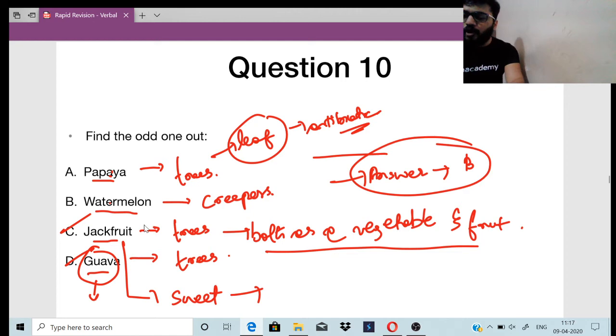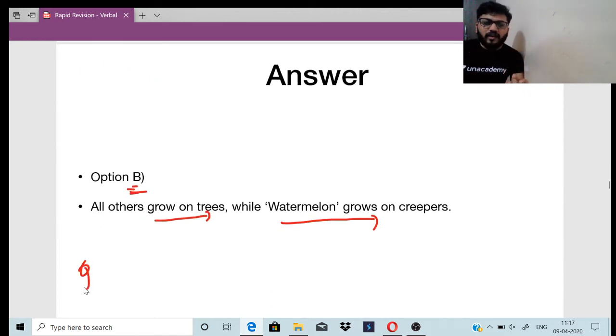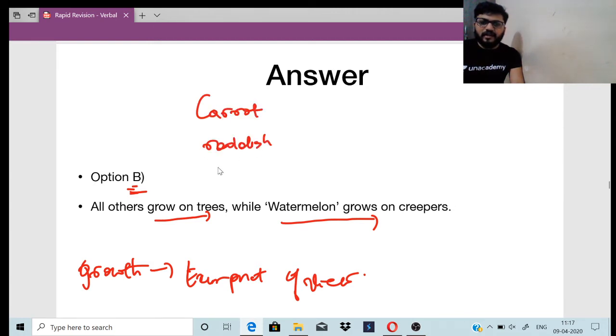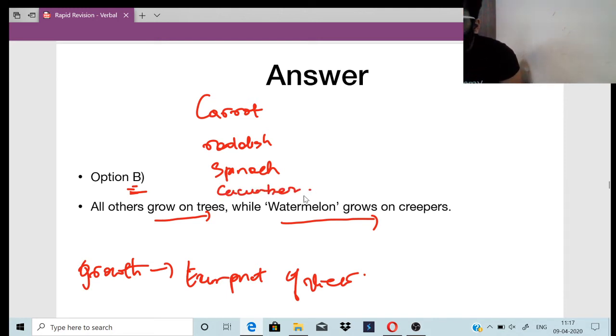So yes, from the exam point of view, always go with the growth. Okay, this is the exam point of view. You must always think about the growth, right? So I will give you the example here. Carrot, radish, spinach, cucumber. Which one will be the odd one out? Sorry, change it to brinjal. Okay? Carrot, radish, spinach, brinjal.